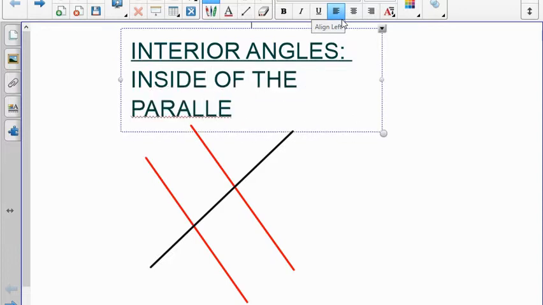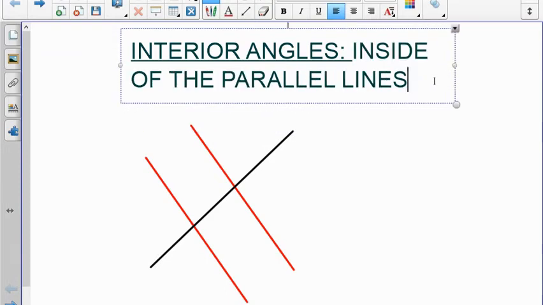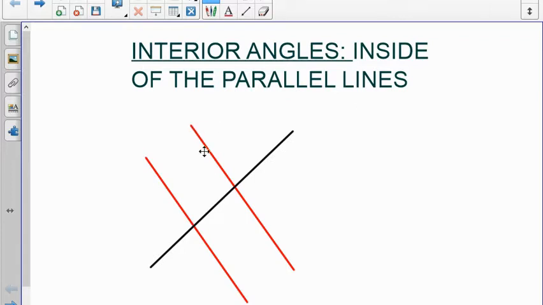In this case, interior angles are going to be inside the parallel lines. So the red lines are our parallel lines. Sometimes you're going to see the little parallel lines have these little arrow looking things on them. That means they're parallel to each other. So we're looking inside the parallel lines. There are 4 angles inside these parallel lines. There's this one, this one, this one, and this one. Those are the 4 angles in the interior of parallel lines.